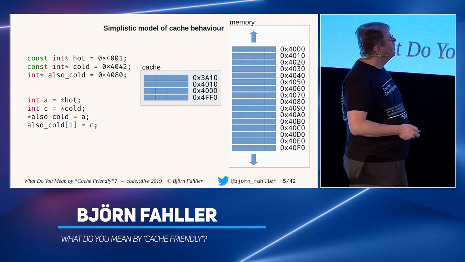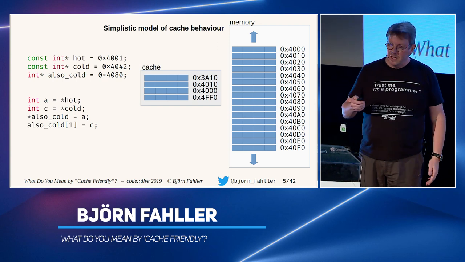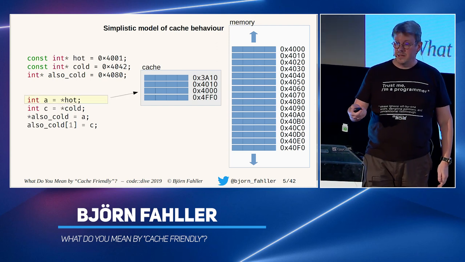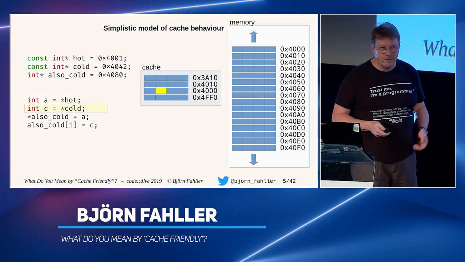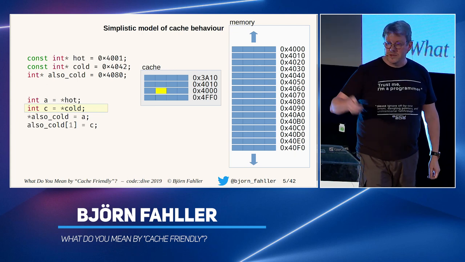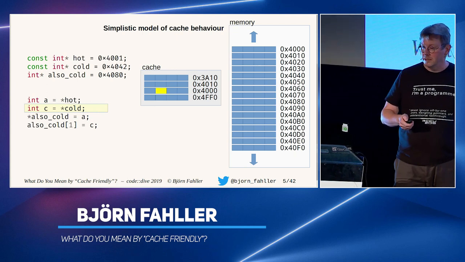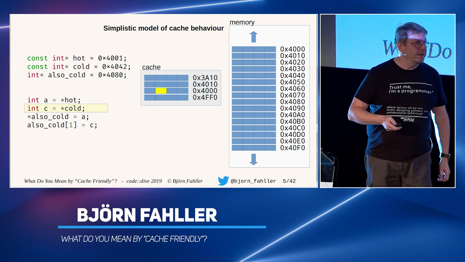So when I run this program, if I want to read something from the pointer hot, we can see that hot is in cache. I just read it and I'm done. Super fast, a few cycles. But if I want to read something from cold, we see that cold is not in the cache. Cold is on address 4042 hex. That is not listed in the cache.